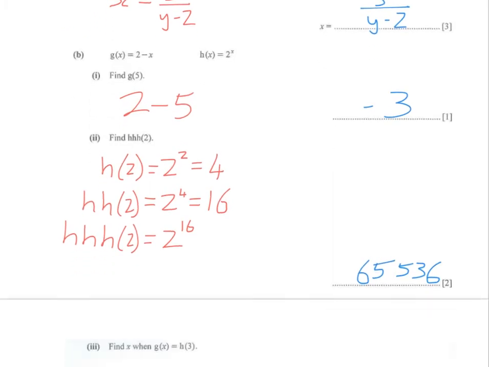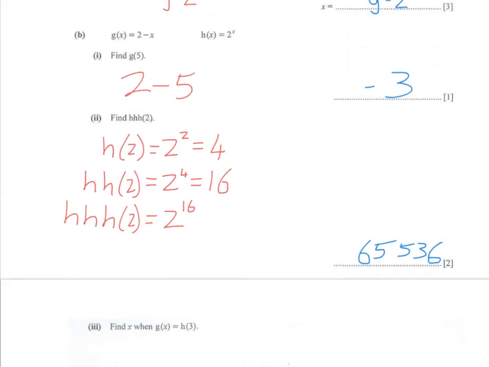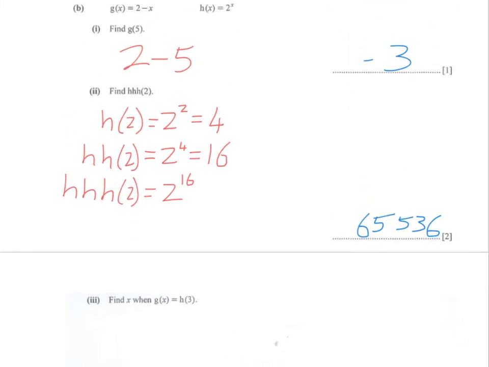Right, which finishes part B, but we're not done on functions yet. Still using the same functions. I'm just going to write them like that so we can see them at the same time. Find x when g of x is equal to h of 3.